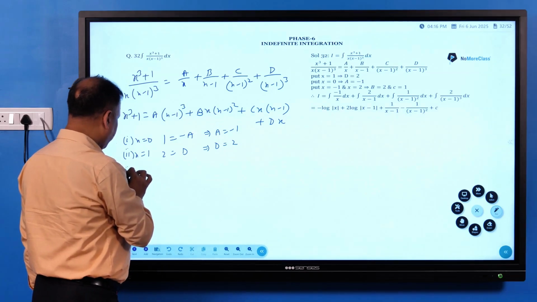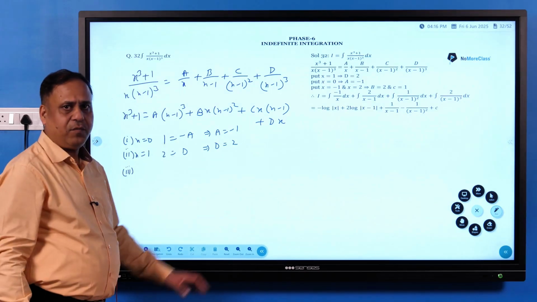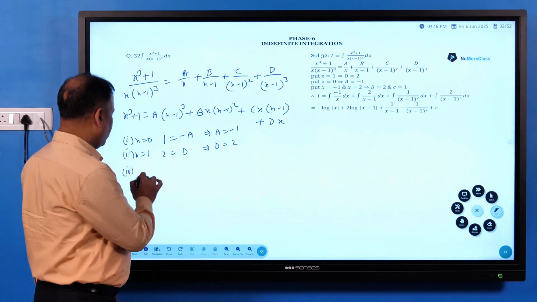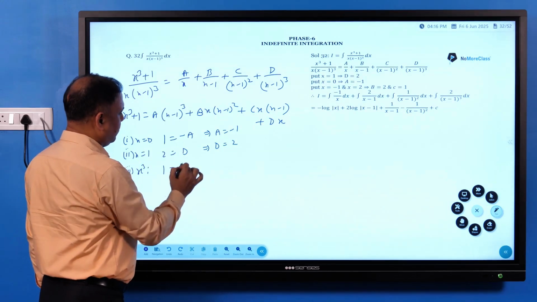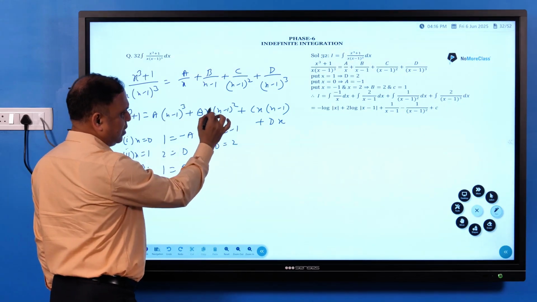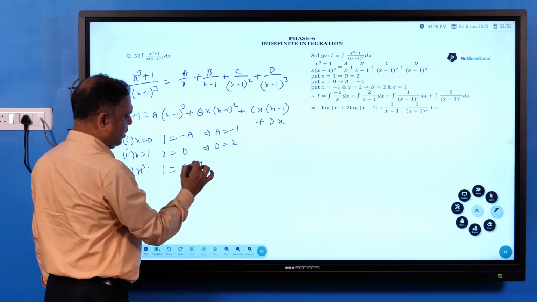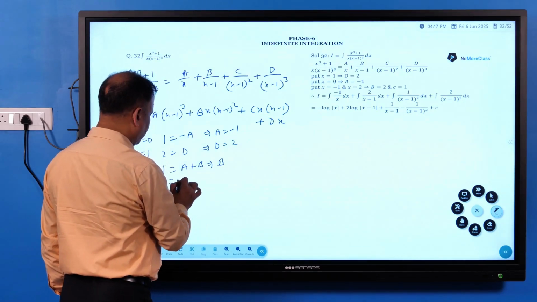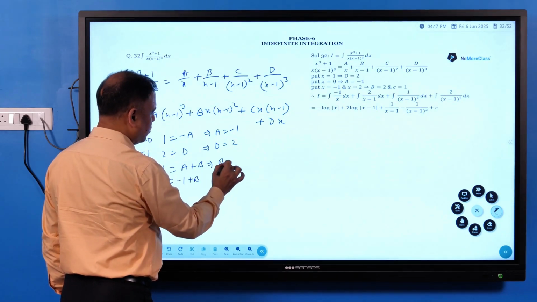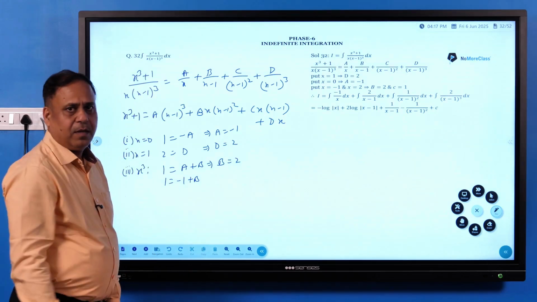Next, I can compare coefficients. Coefficient of x cube: how much is it here? 1. Here x cube will come from a, and here also x square into x will give x cube with b. So this implies 1 is equal to minus 1 plus b. So b is equal to 2.